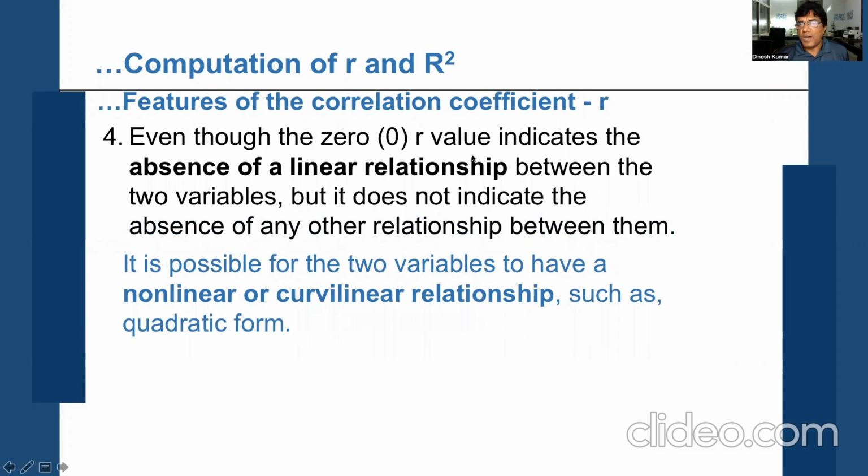Sometimes the correlation coefficient can be 0, which indicates the absence of a linear relationship. If the value of r is 0, it means there is no linear relationship between the two variables, but it does not indicate the absence of any other relationship. In such cases, variables may have a non-linear or curvilinear kind of relationship, like a quadratic form. Non-linear and curvilinear have the same meaning. They are equivalent.